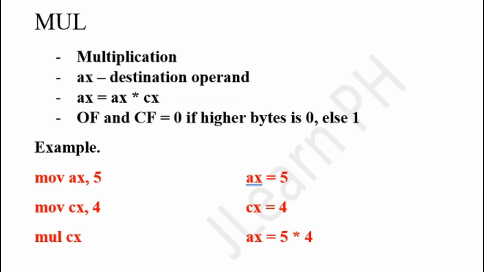So if we call MUL CX, this multiplies the value inside AX, which is now 5, by CX, which will be our multiplier, which is 4. So you now have 5 times 4, which is equal to 20, and that would be stored again to AX. So in the end, you will have a value for AX equal to 20.